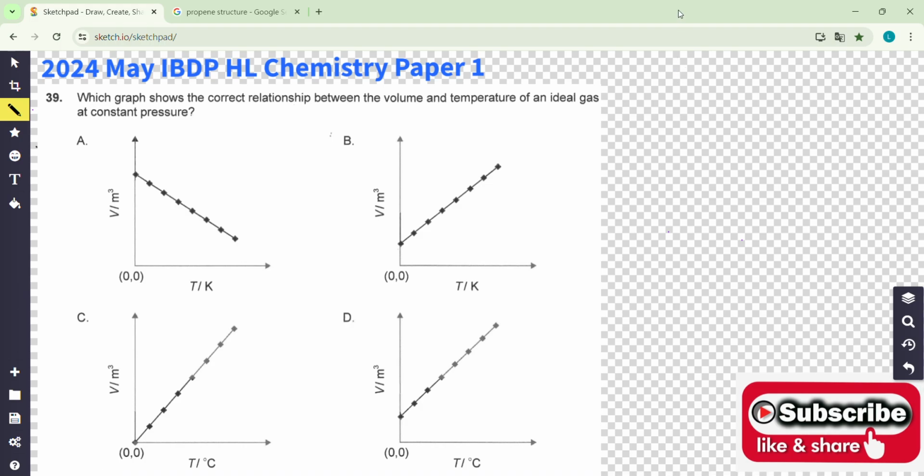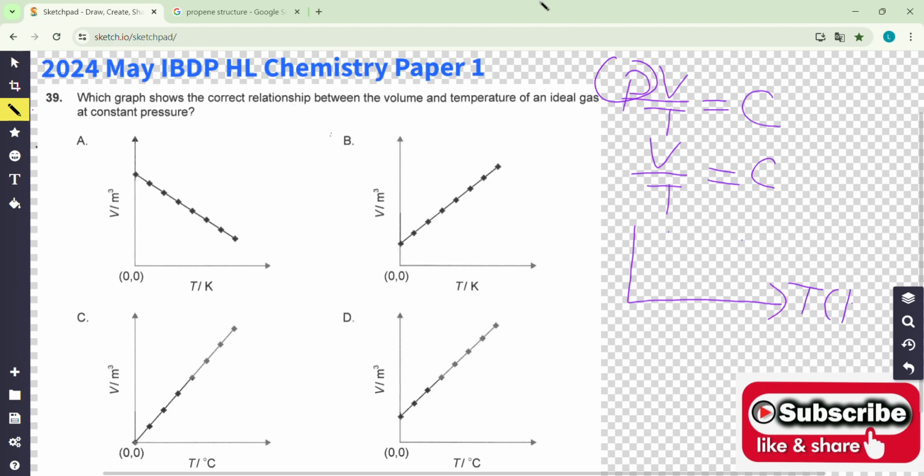Question 39 is about the relationship between volume and temperature. Remember, for the ideal gas equation, PV over T is a constant, okay? So if pressure is also a constant, then V over T is a constant. So the V-T graph should be a straight line passing through the origin, okay?